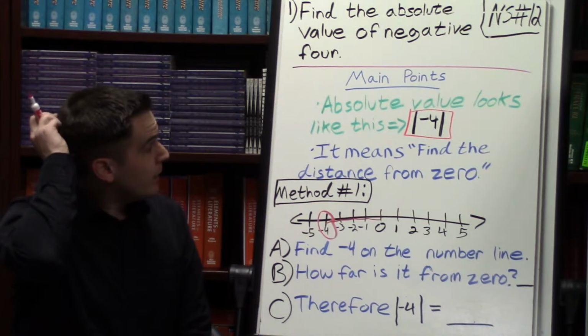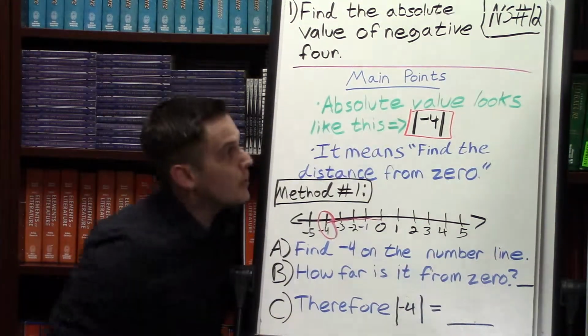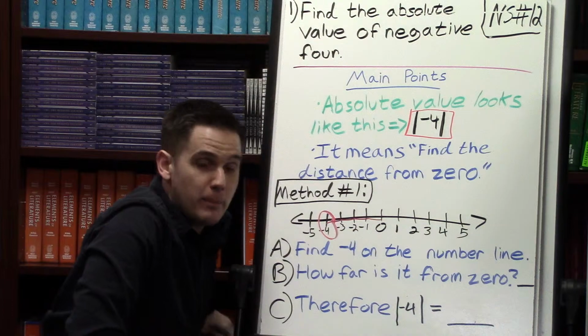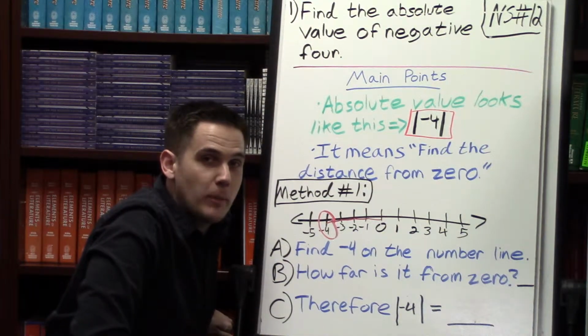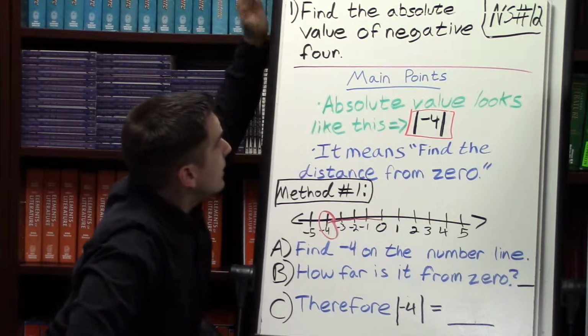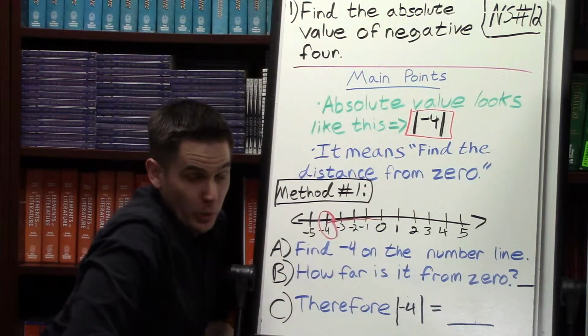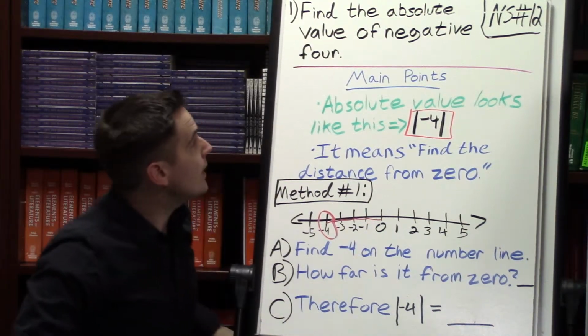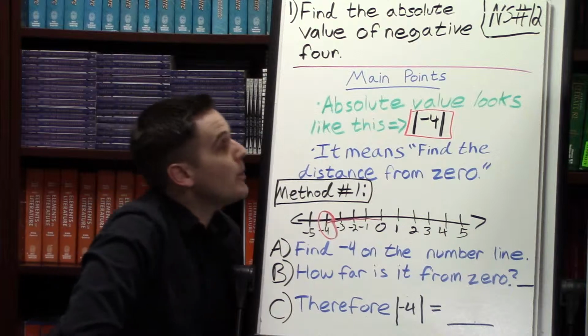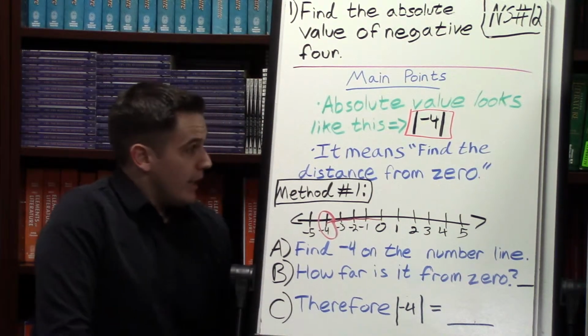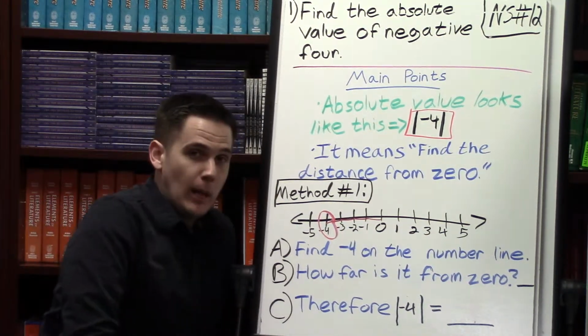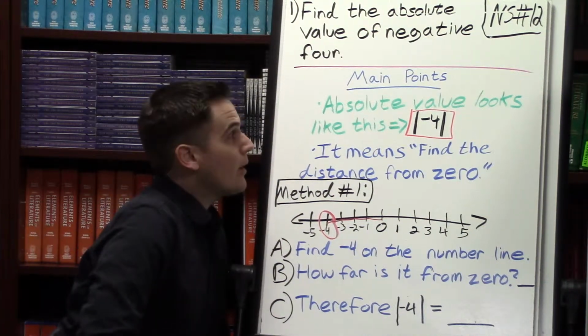We are moving on to worksheet NS number 12, so if you're not there already, please open up to NS number 12. It's on the left-hand side of your worksheet papers. Number 1 says, find the absolute value of -4. So there are some main points. These are pretty easy problems, but I'm going to explain exactly what's going on.